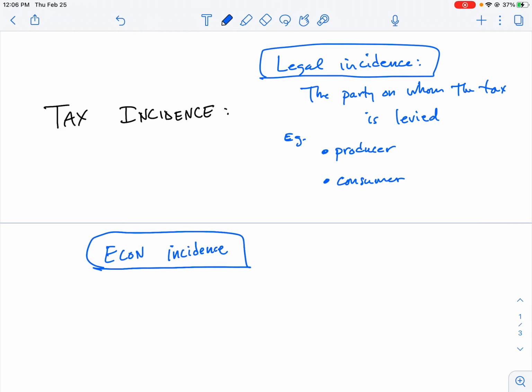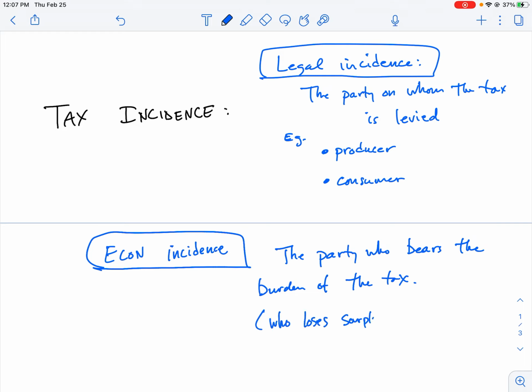The economic incidence refers to the party who bears the burden of the tax. The party who bears the burden of the tax. We're going to see that's the party who loses surplus to pay the tax. So you could say who loses surplus, producer surplus, to pay the tax. Not that much better, but that's the economic incidence. So tuck that definition away as well.